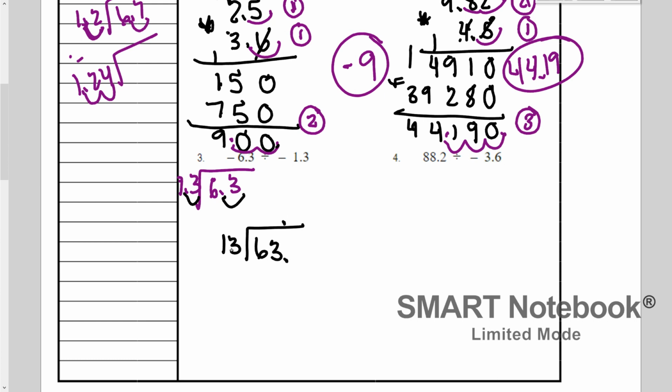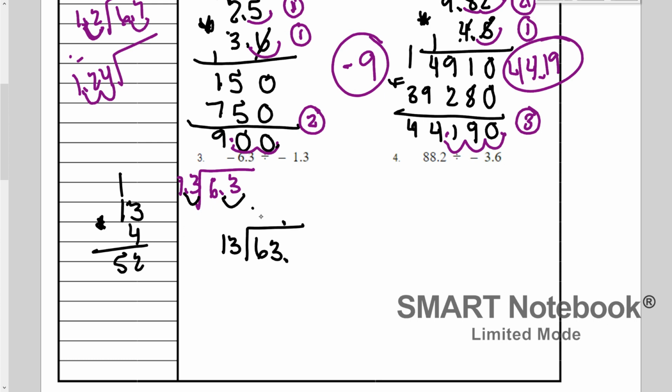So how many times can 13 go into 63? Well, let's just do some guess and check. I'm going to guess it's going to be somewhere like around 3 or 4. So let's check 4. So let's do 13 times 4. 3 times 4 is 12. 4, 5, 52. Plus another 13 would be 65. So that can't go in another time. So it would be 4.